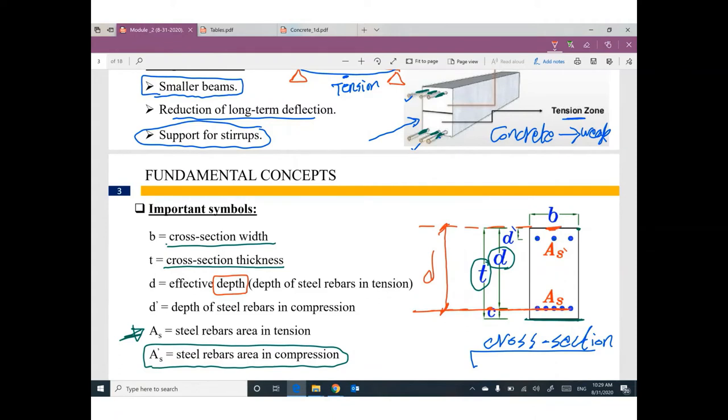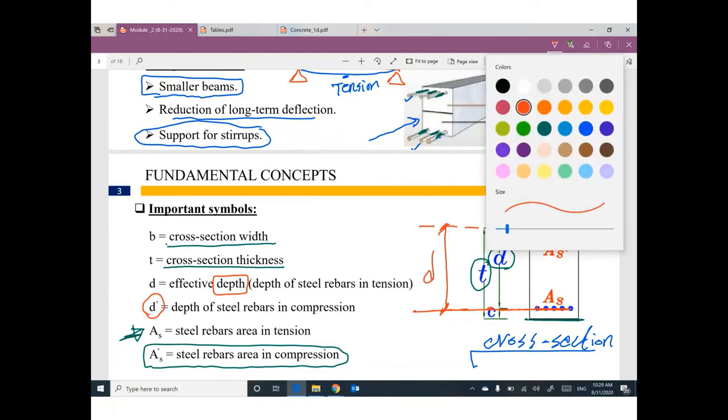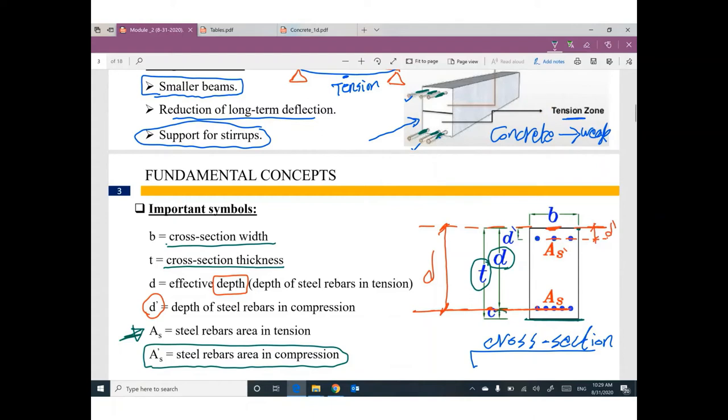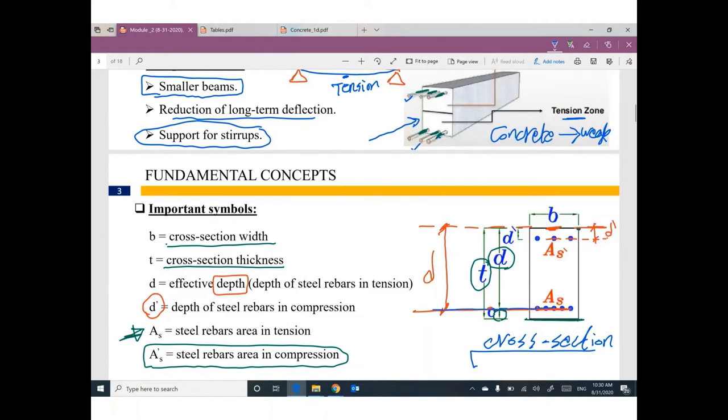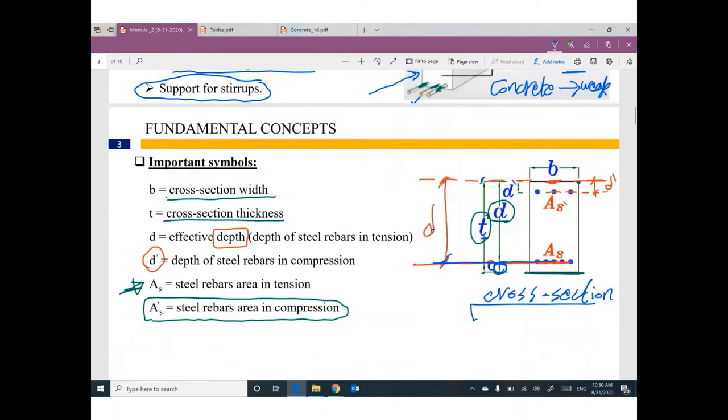We have another term called D prime, which is the distance between the top of the cross section to the center line of the steel reinforcement in compression. So the remaining distance here: this distance between the top and the steel reinforcement is called D, and T is the total distance from the top to the bottom. So we have here a little distance. This distance is called cover, C, called concrete cover.